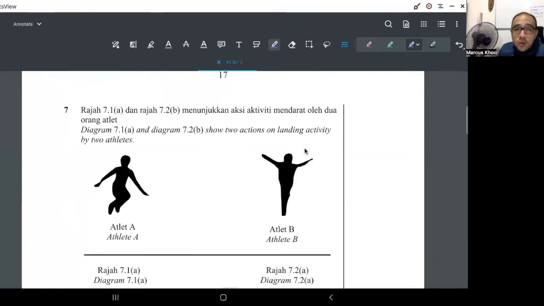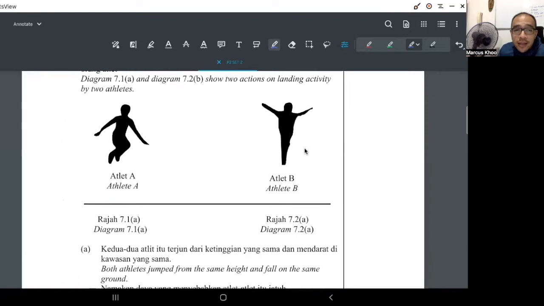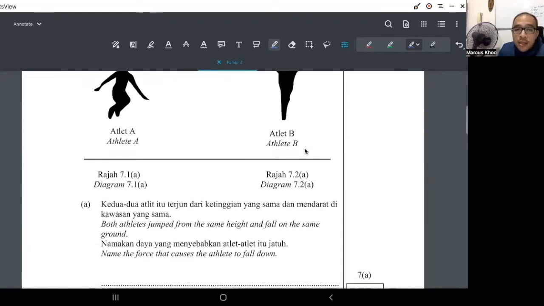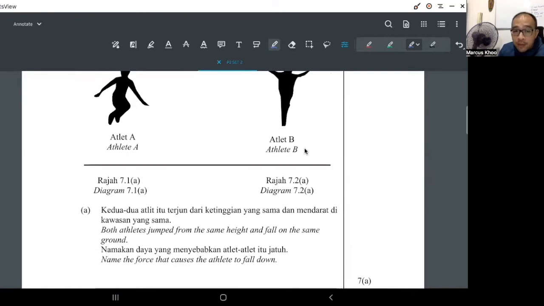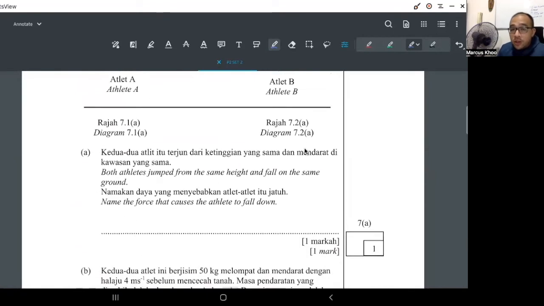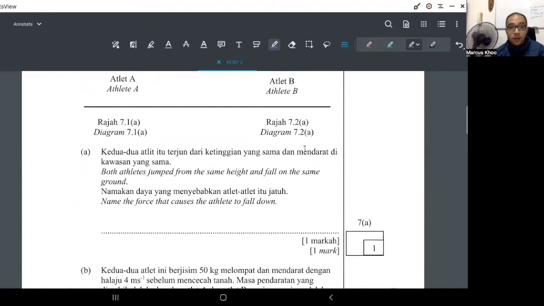The question shows two actions in a learning activity. Athlete A is one, and then athlete B is legs straight. Both athletes jump from the same height and fall on the same ground. Name the force that causes the athlete to fall down. The force that causes the athlete to fall down is obviously gravity, or gravitational force. Don't write impulsive force. It is gravitational force that causes the fall downwards.